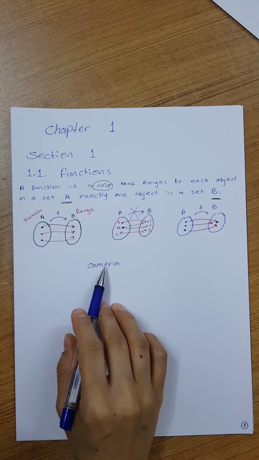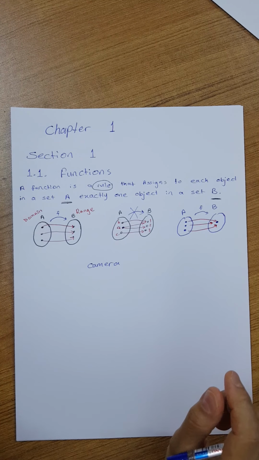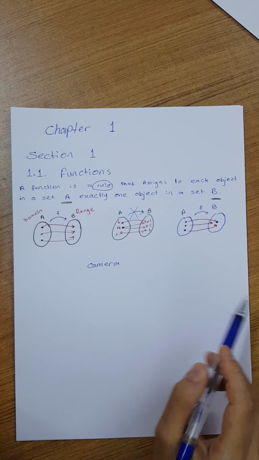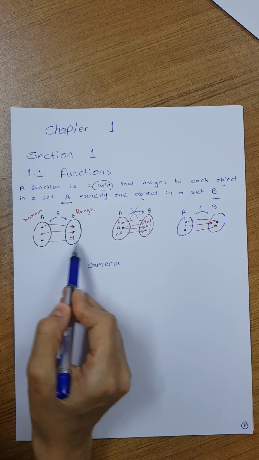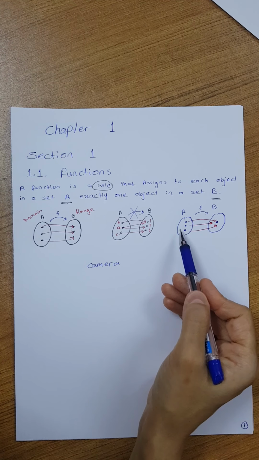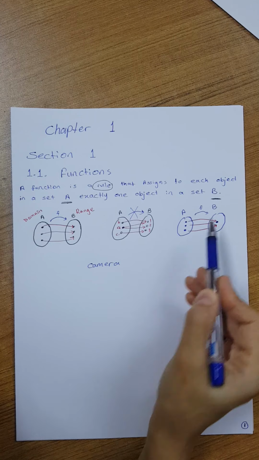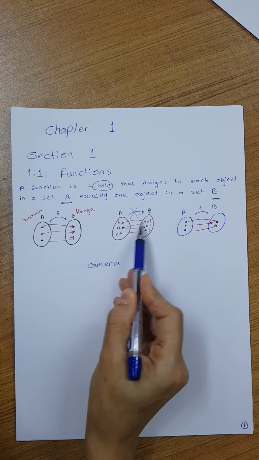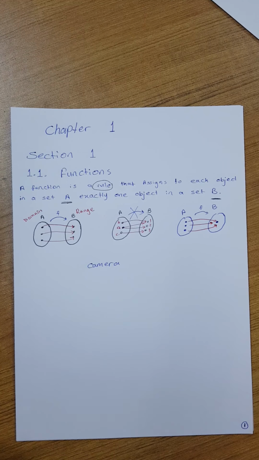So you can consider a function as a camera. If you're taking a picture alone, only one picture shall come out, okay? Each one taking a picture must have only one image. If 3 of you or 10 of you are taking a picture together, you can only have one image. But if you are taking a picture alone, you cannot have two different images, okay? So that is a function.